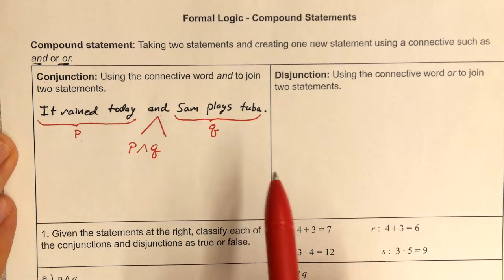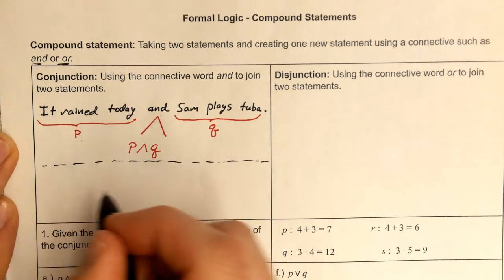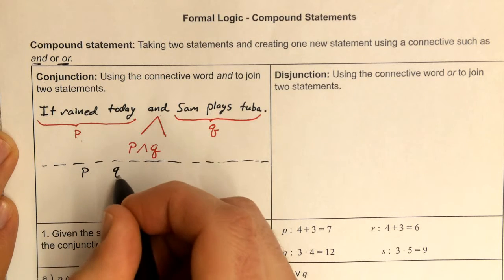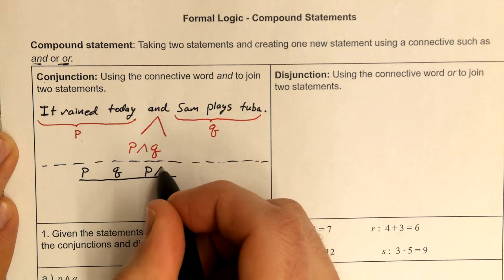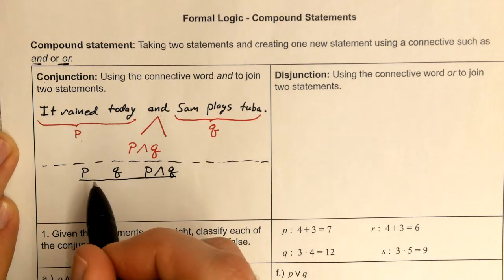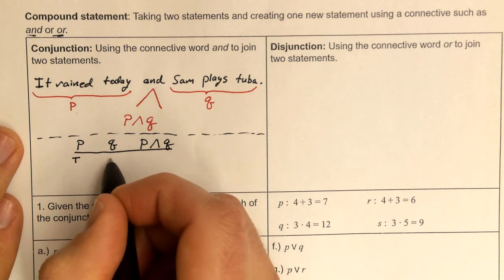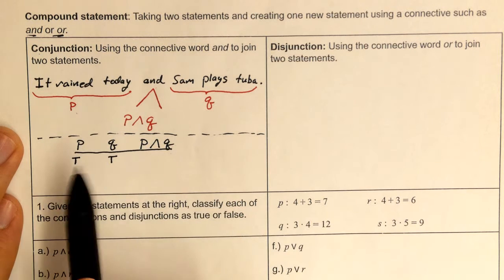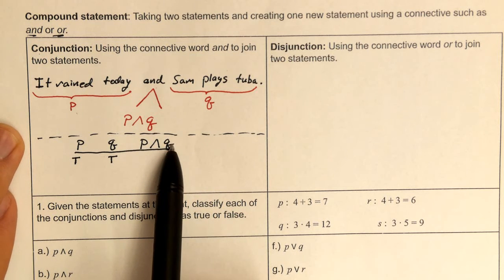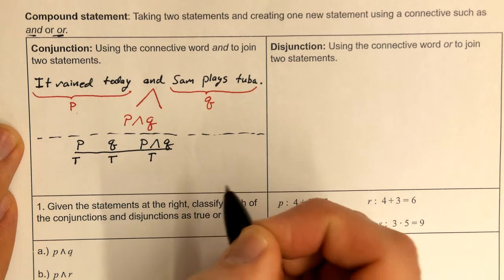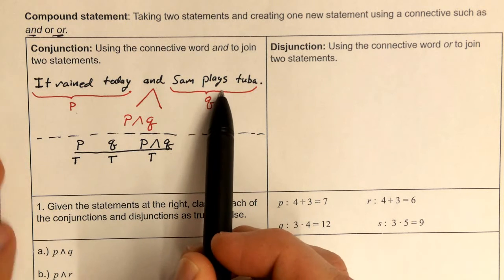Let's look at the truth table for P and Q here, all right? So let's see here. A little dotted line. And then let's set up a truth table. So we have P, Q, and then we also have P and Q. Okay, so let's look at the different combinations here. So we can have P be true and Q also be true. Right? That's one combination. Both statements could be true. If they're both true, then P and Q is also true. All right, so if it did rain today and Sam plays the tuba, then the whole statement, it rained today and Sam plays tuba, is also true.